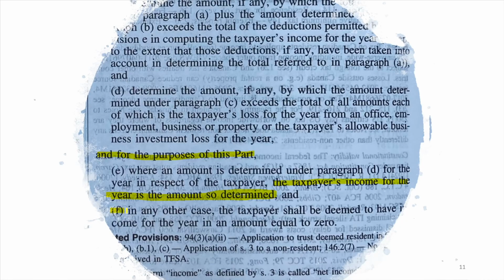But what happens if we had a negative earlier, or we just don't have an amount by the time we get to this point? Let's keep reading. In that instance, we look at 3F, which would be in any other case, the taxpayer shall be deemed to have income for the year in an amount equal to 0. Okay, so the math could result in a negative number, but for the purposes of this NITP, for the purposes of this section 3 calculation, the smallest amount we can have is 0.